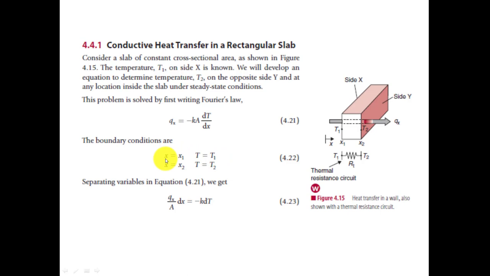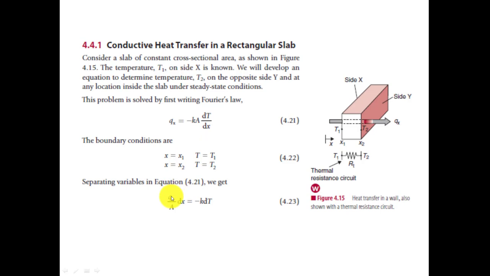So now we will put the boundary conditions. When x is equal to x1, this is the point x1, the temperature is equal to T1, and at point x equal to x2, the temperature is equal to T2. We will put these values in the equation. We will do a little shifting in this Qx, and the area will remain constant, so we will bring this area to the left hand side.